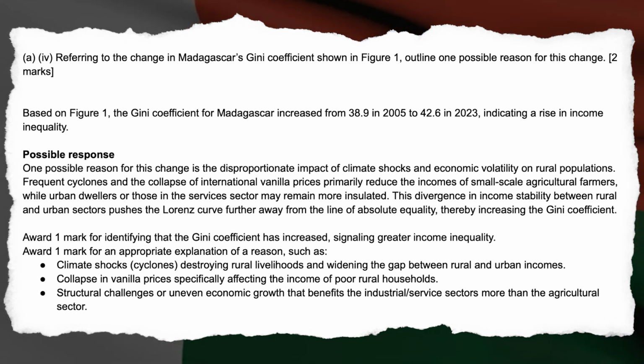Frequent cyclones and the collapse of international vanilla prices primarily reduce the incomes of small-scale agricultural farmers, while urban dwellers or those in the services sector may remain more insulated. This divergence in income stability between rural and urban sectors pushes the Lorenz curve further away from the line of absolute equality, thereby increasing the Gini coefficient. Award 1 mark for identifying that the Gini coefficient has increased, signaling greater income inequality. Award 1 mark for an appropriate explanation of a reason, such as climate shocks, cyclones destroying rural livelihoods and widening the gap between rural and urban incomes. Collapse in vanilla prices, specifically affecting the income of poor rural households. Structural challenges or uneven economic growth that benefits the industrial and service sectors more than the agricultural sector.